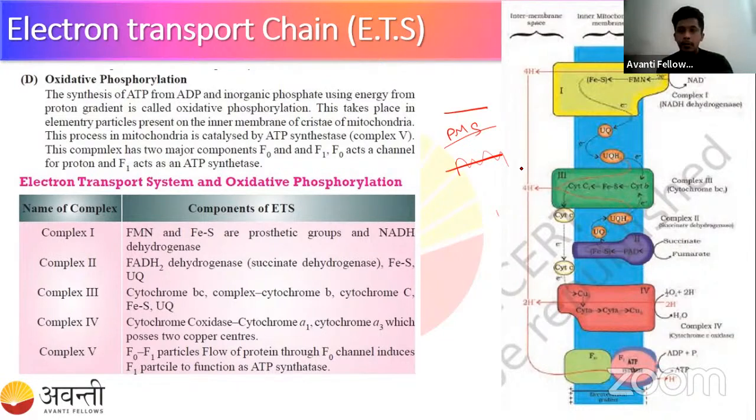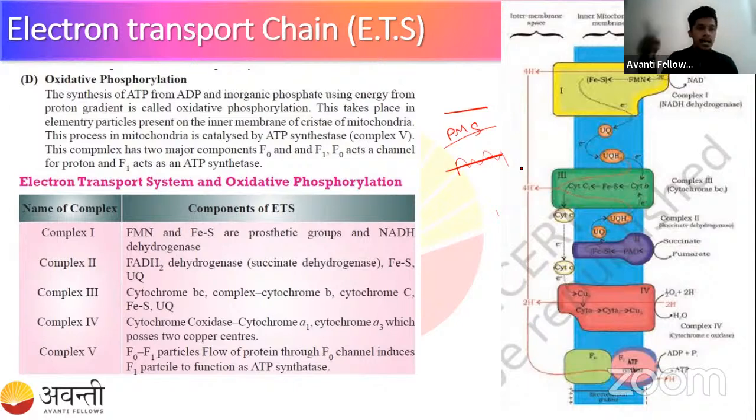Clear? Now, what happens? In complex 1, NADH is reduced to NAD, and that gives rise to electrons. These electrons are carried by complex 1 and given up to the ubiquinone. Ubiquinone receives these electrons from complex 1. Done. Now let's go to complex 2.